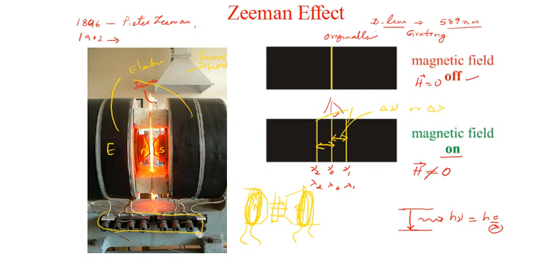For example, it can be taken as either nu 0 minus nu 1 or nu 2 minus nu 0, or lambda 1 minus lambda 0 or lambda 0 minus lambda 2, whatever it is: the difference between the two wavelengths or frequencies. That is known as the Zeeman shift. Like the Doppler shift, we have what is known as the Zeeman shift, which is the difference between the two.